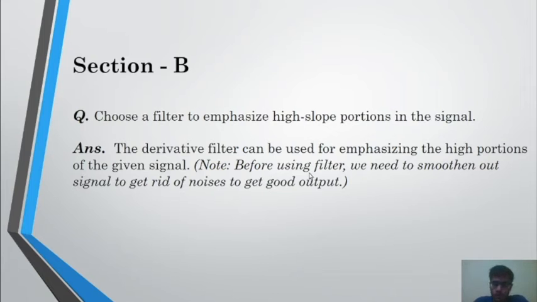but we should also take a bit of care, because before using this filter we need to smoothen out the signal to get rid of noise to get a good output. Because if there are noises, then due to those noises we can observe high slope portions which are not actually present in the original signal we were given, but are due to the noise. So first we are filtering out the noise, and then we are finding the high slope portions in the signal.